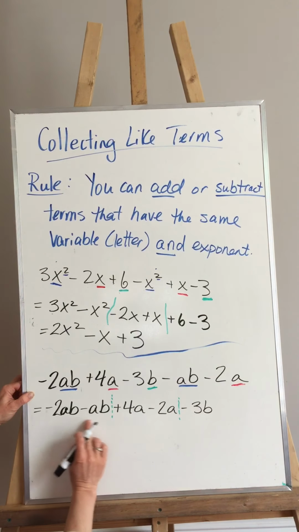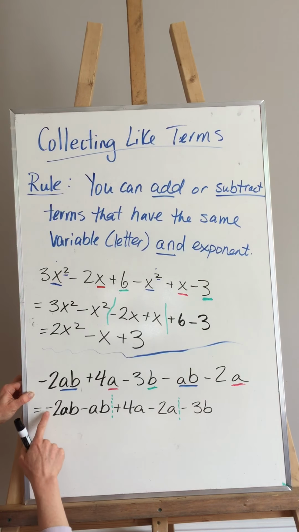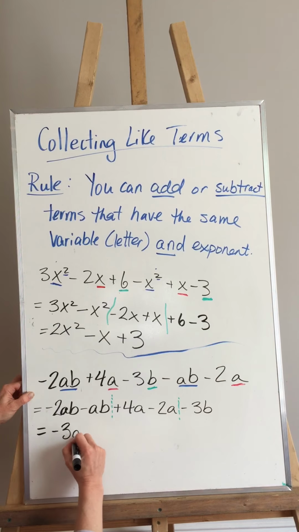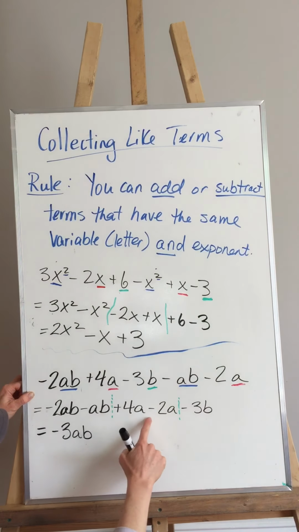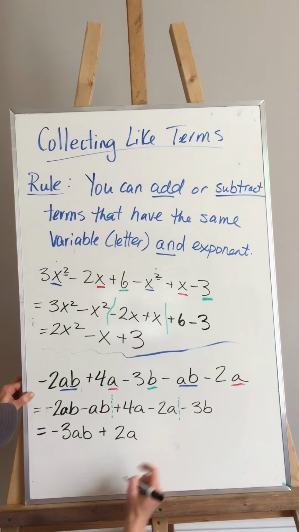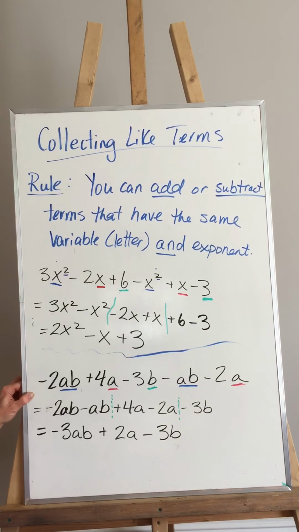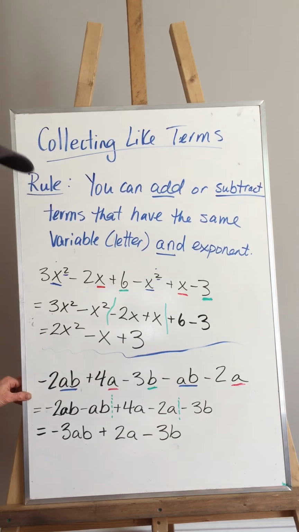So within the AB group, it's just 2 minus 1, or sorry, that's negative 2. Negative 2 minus 1, so that's negative 3AB. 4, so 4 minus 2, that's plus 2A. And the last one is just negative 3B, because it's not being added or subtracted with any other term. Okay, so there's your two examples for collecting like terms.